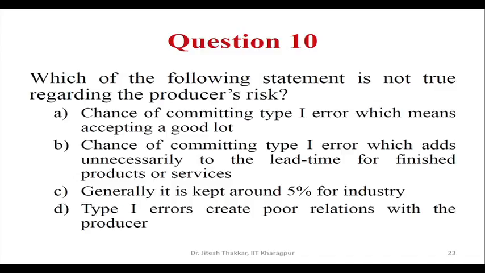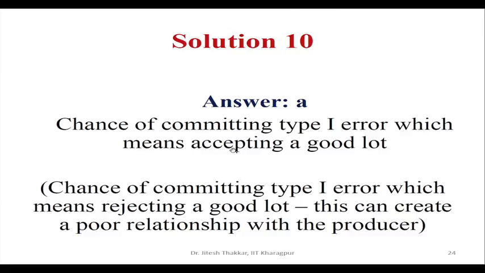A careful thinking will tell you that the correct answer for this question is A. It means chance of committing type 1 error, which means accepting a good lot, is not correct. It is actually chance of committing type 1 error, which means rejecting a good lot. This can result in a poor relationship with the producer, because here the producer has to bear the loss.